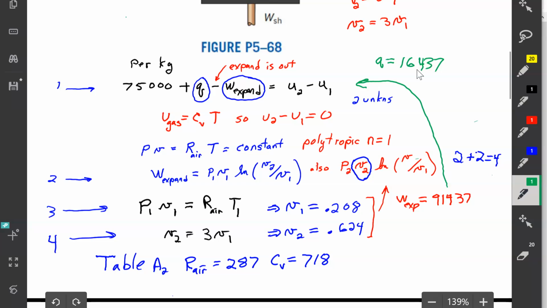16,437. Now, what are the units? Because the answer is 16.4. Why do I get 16,000? Because I'm using standard units, and the standard unit is joules, not kilojoules. So if you want kilojoules, you just divide this green number by 1,000. Okay, that's it.